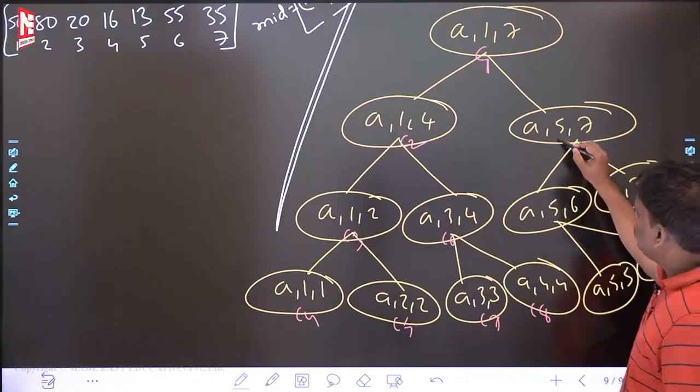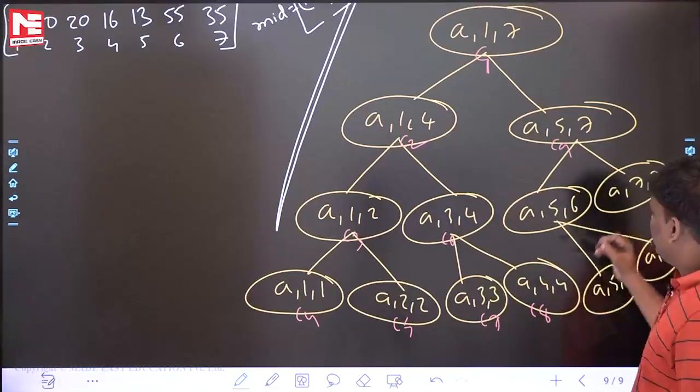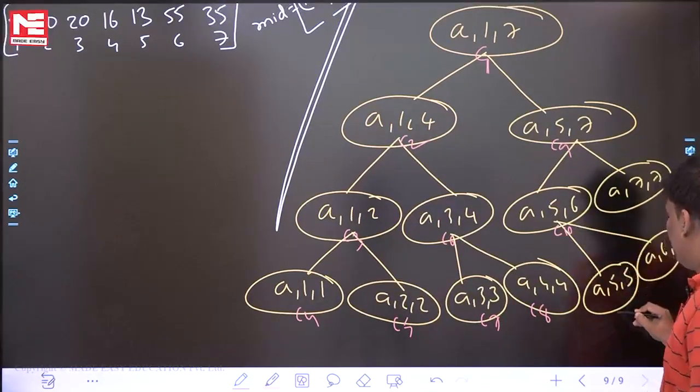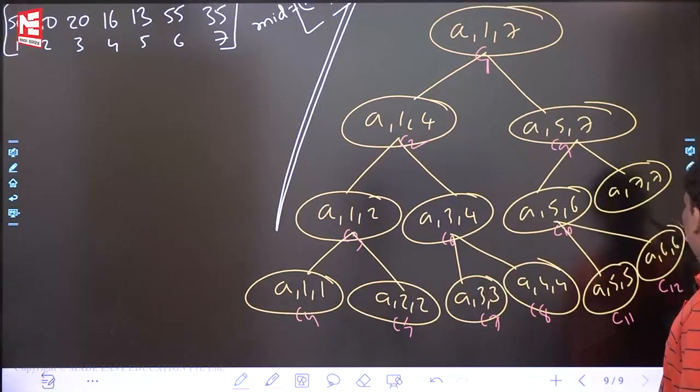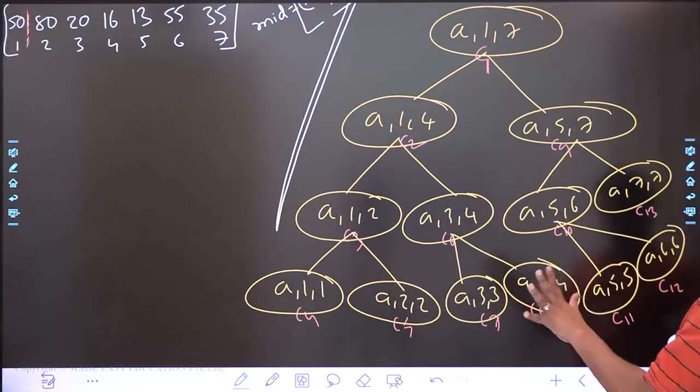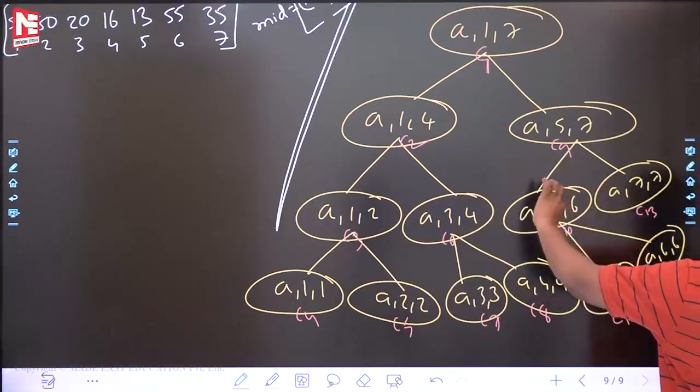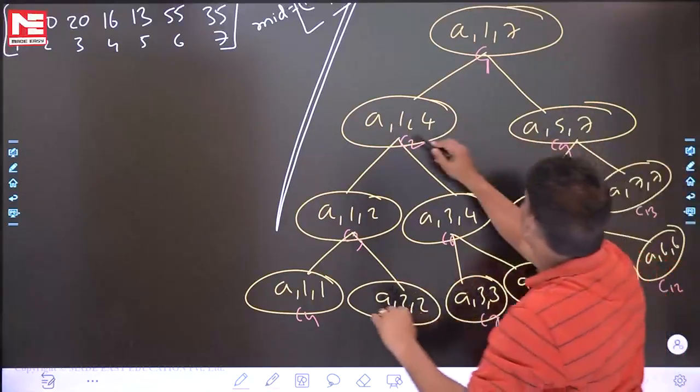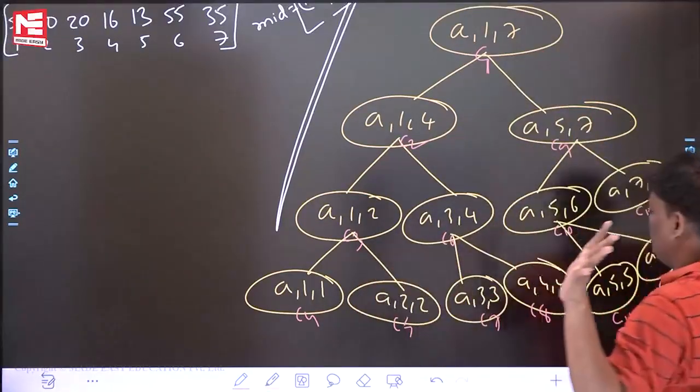What is the number here? C9, because C8 is there. C10, C11, C12, C13, like that. To complete this one, this is required. To complete this one, this is required. To complete these 2, this is required. So, can you help me now?